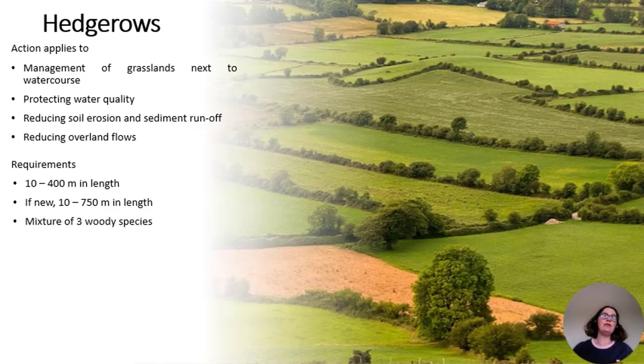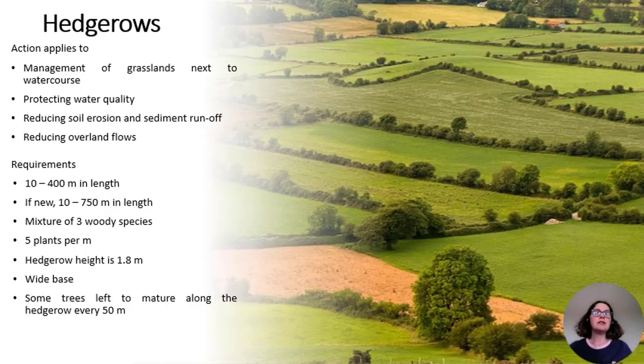Most hedgerows are looking for a mixture of 3 woody species. These are to contain typically 5 plants per metre, and the hedgerow height should be around 1.8 metres. So this is what you're looking to achieve essentially. What you're looking for also are wide bases, and some trees then should be left along the hedgerow to mature up to a maximum of 50 metres.